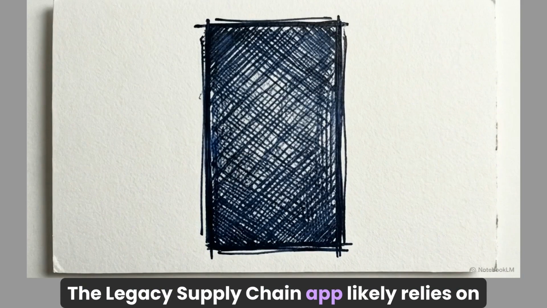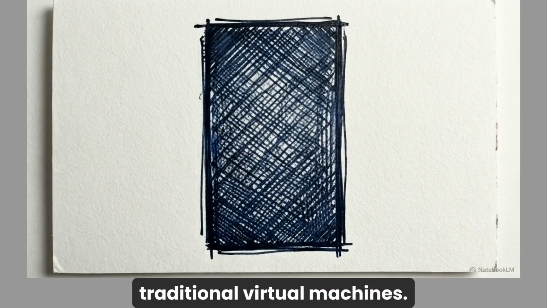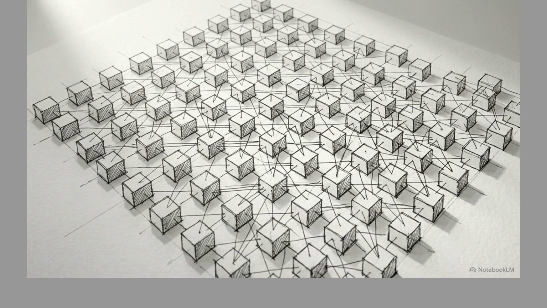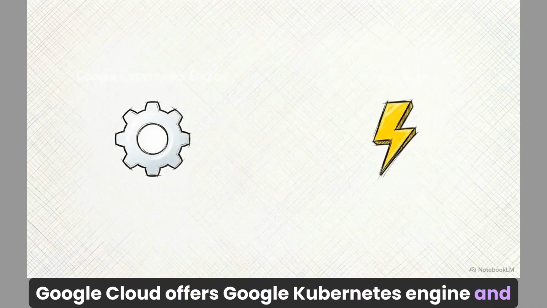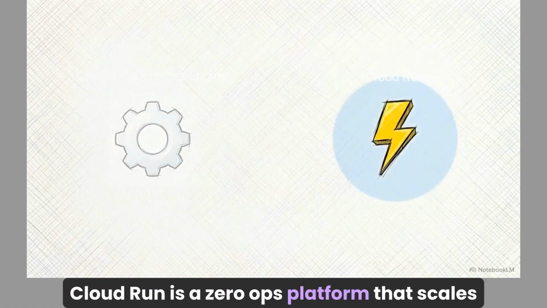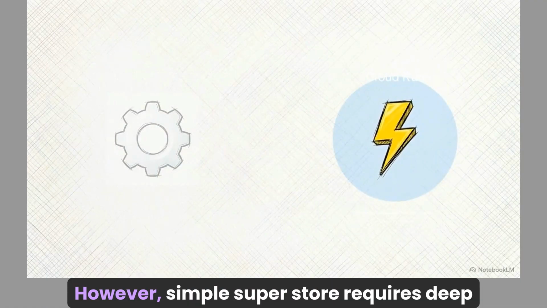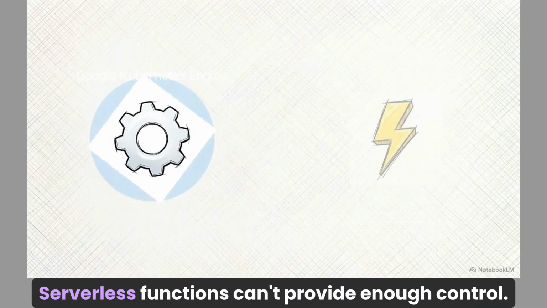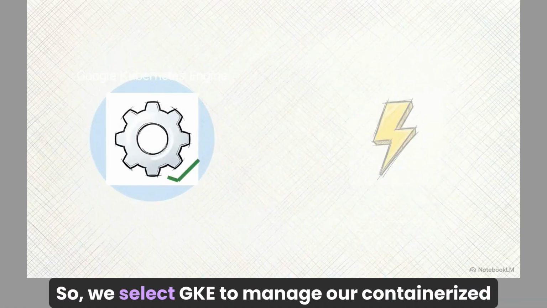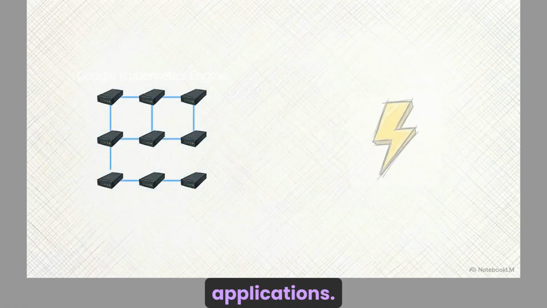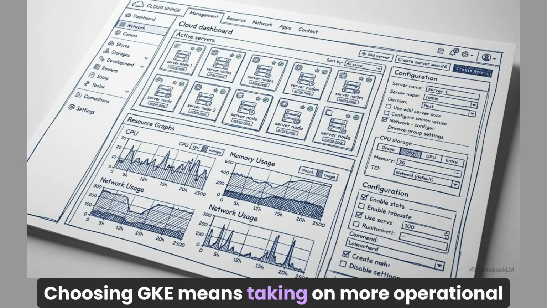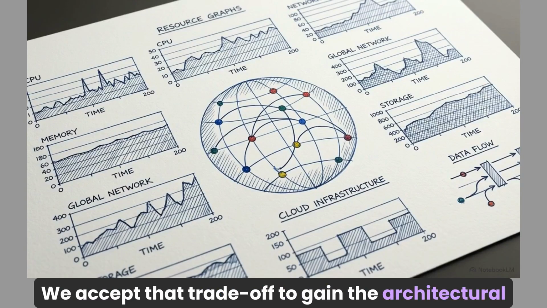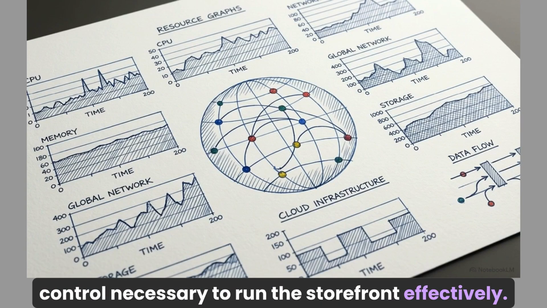The legacy supply chain app likely relies on traditional virtual machines. However, the new e-commerce platform explicitly asks for a modern container architecture. Google Cloud offers Google Kubernetes Engine and Cloud Run. Cloud Run is a zero-ops platform that scales automatically. However, Symbol Superstore requires deep orchestration for its complex storefront. Serverless functions can't provide enough control, so we select GKE to manage our containerized applications. Choosing GKE means taking on more operational management compared to Cloud Run. We accept that trade-off to gain the architectural control necessary to run the storefront effectively.